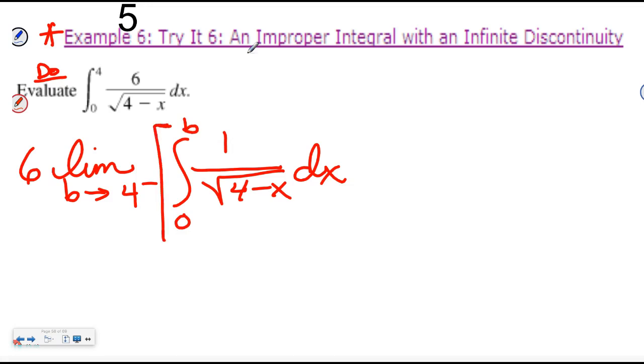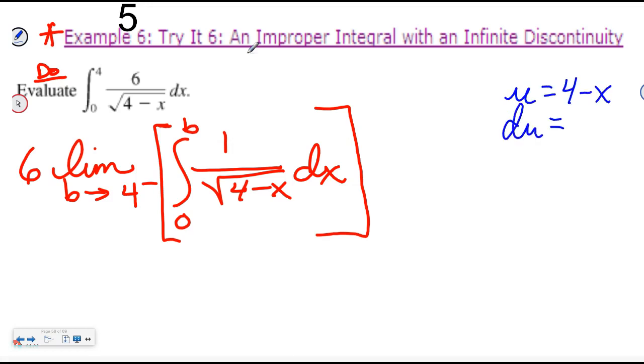This guy right here needs to get done as normal, but I'm also going to give you a couple little suggestions. First of all, I would avoid linkage at all costs. Here's what I mean. If you're thinking u sub and you have to write it down, write it over here, and u would be 4 minus x, right? Your du would be negative dx, so I'm just going to fraction correct that right now. And in my head, I'm integrating 1 over root u, and I'd have the negative du.